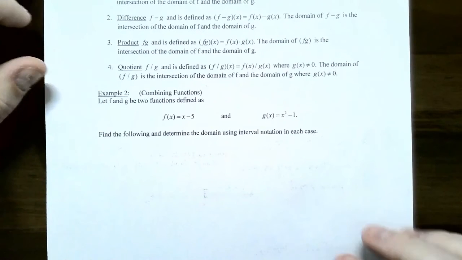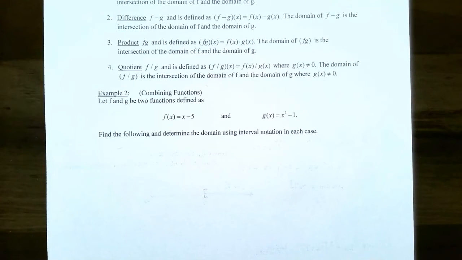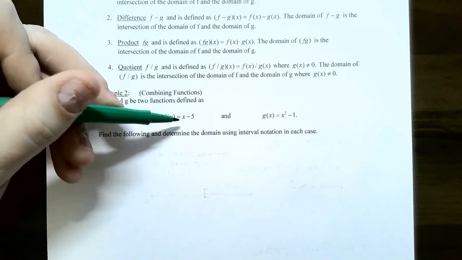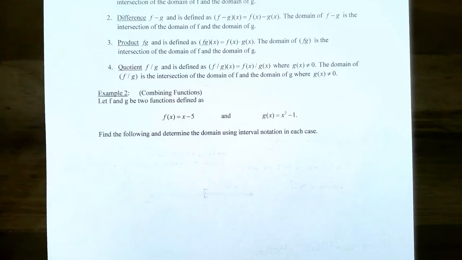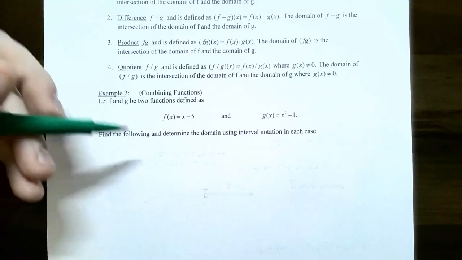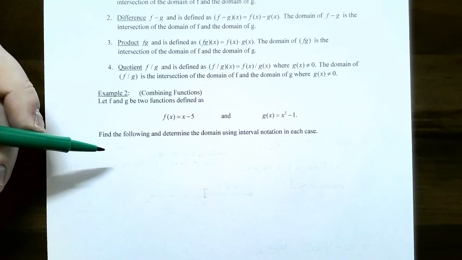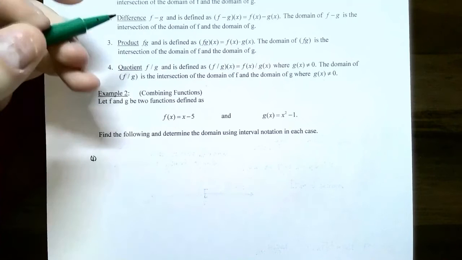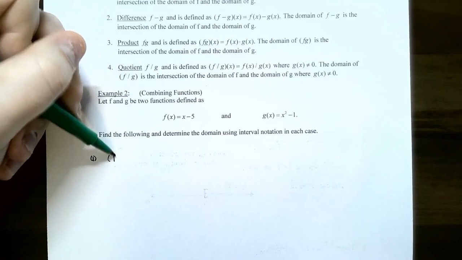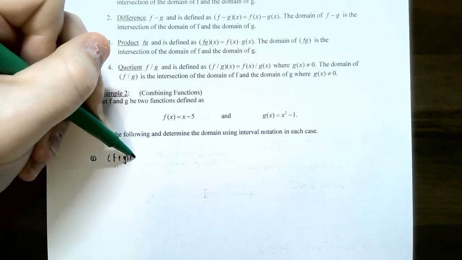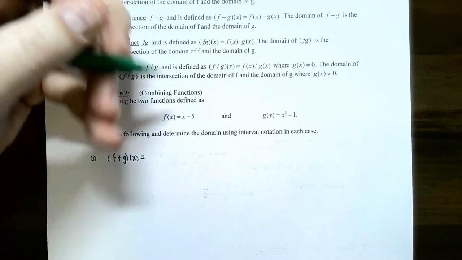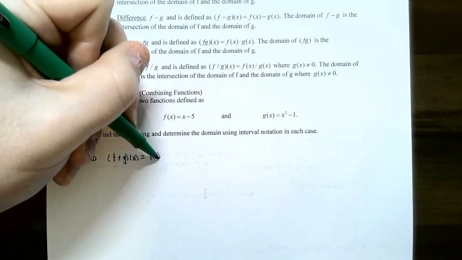So let's see what all this means with example 2. You're given two functions, f of x and g of x. F of x is x minus 5, and g of x is x squared minus 1. We're going to find the following operations and also the domain. So number 1, let's start off with the sum function. So f plus g of x. So this is the new function. You find it by adding f of x and g of x.